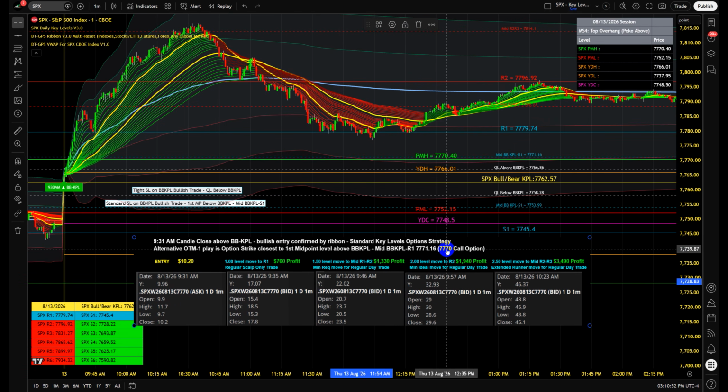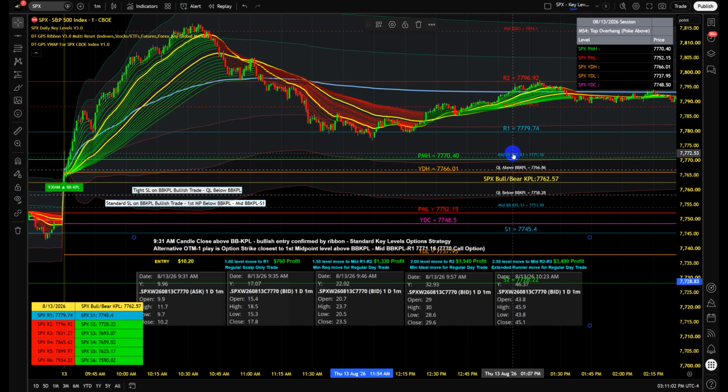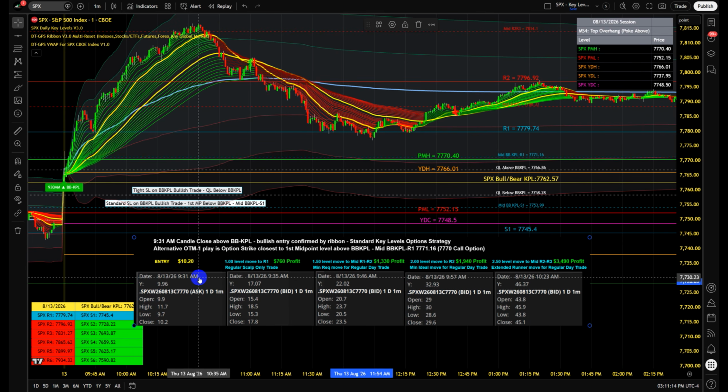Okay, next we'll look at the 77.70 call option. Remember, that was the call option closest to the first midpoint above the level that the trade was based off of. So this is your first out of the money alternative. Our final one is the one level away, the 77.80, which we'll look at next. In this case, the entry price is a little bit cheaper, $10.20. Same entry, same stop losses used regardless of what strike. Same target for exits or adjustments. The only thing changing is a strike.